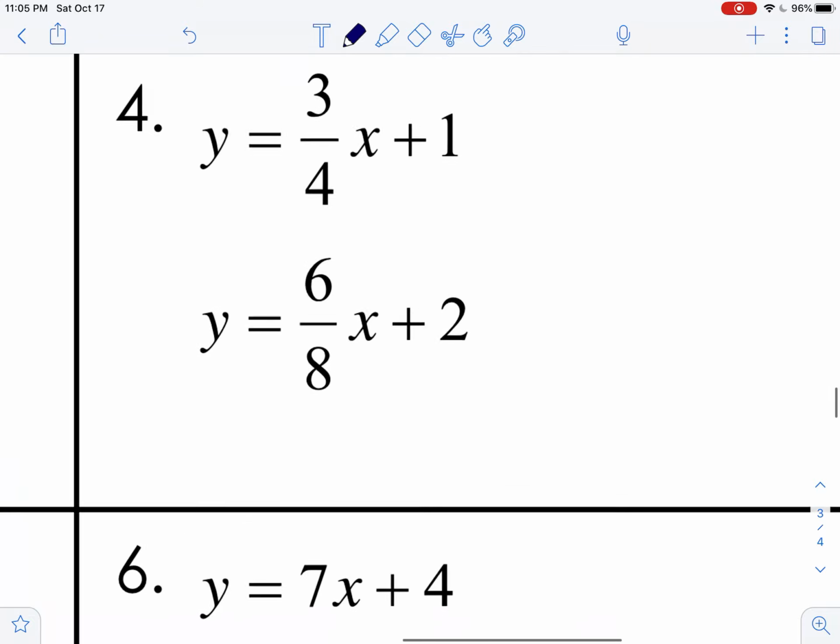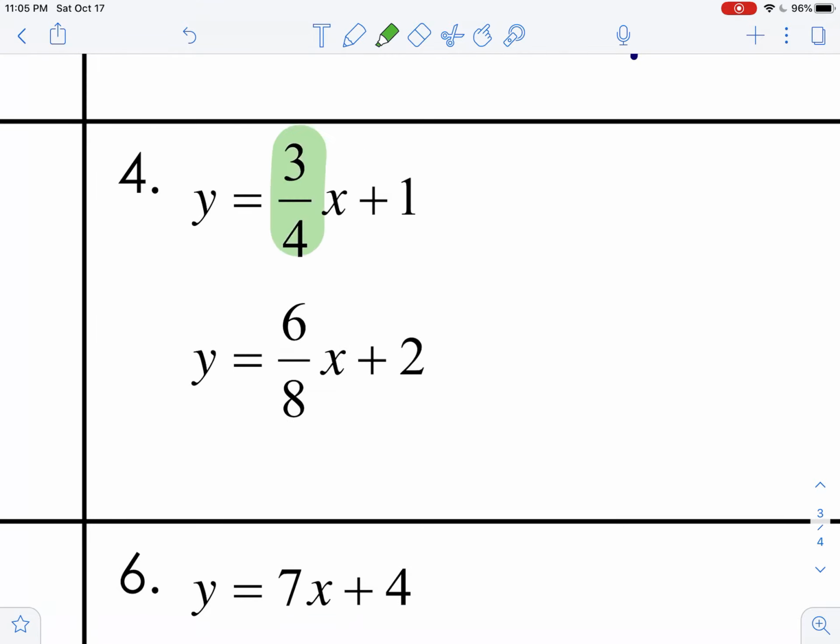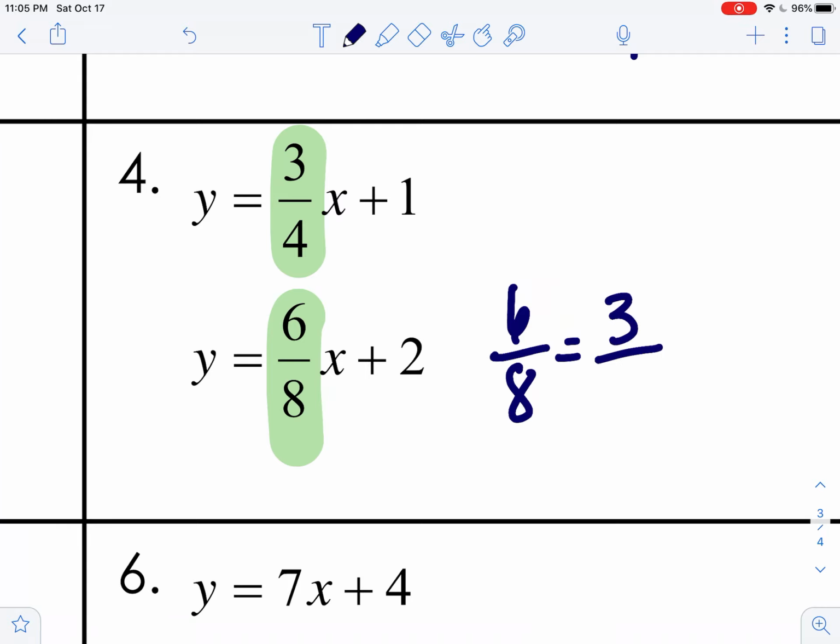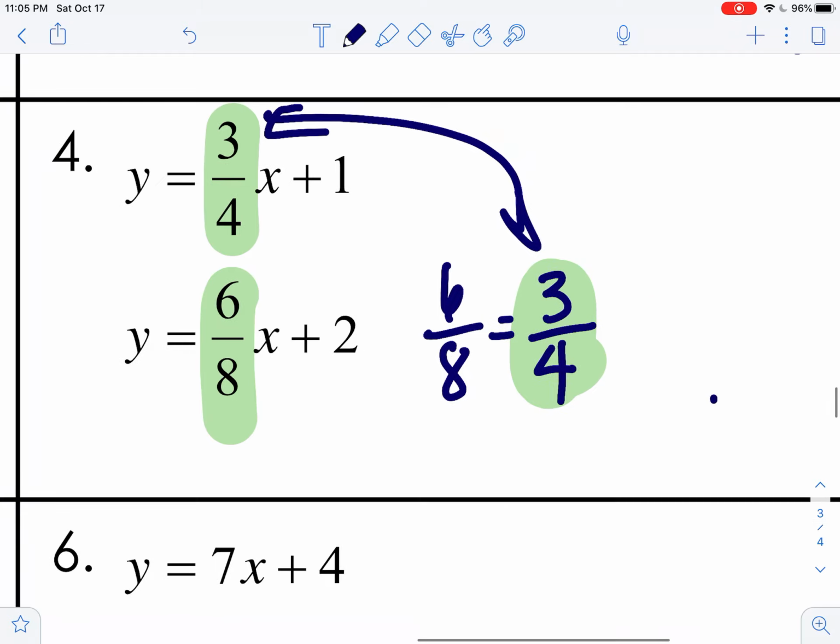Okay, number 4. Ooh, tough one. This is 3/4, and this is 6/8. So I wonder what 6/8 would be if we reduced it. So what if we divided by 2? So 6 divided by 2 would be 3, and 8 divided by 2 would be 4. Huh. So now that we've simplified our slope for the second one, and they're both going to have the same slope, then we would say that these are parallel.